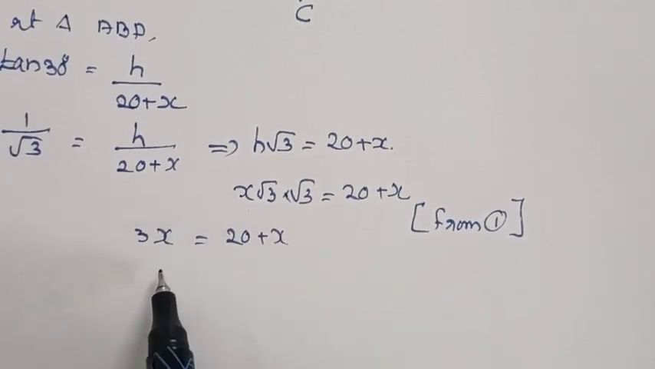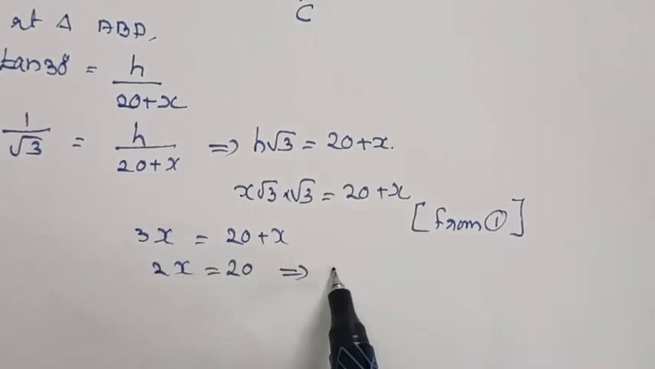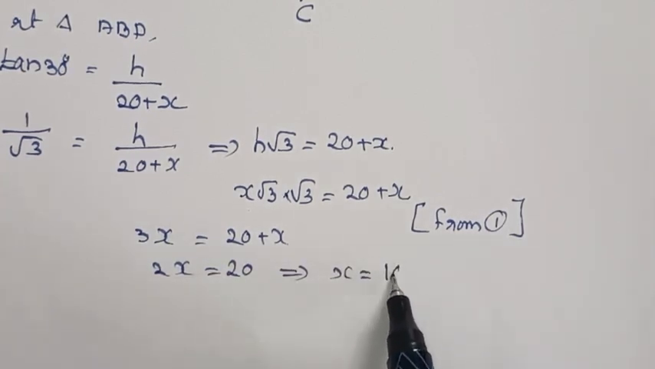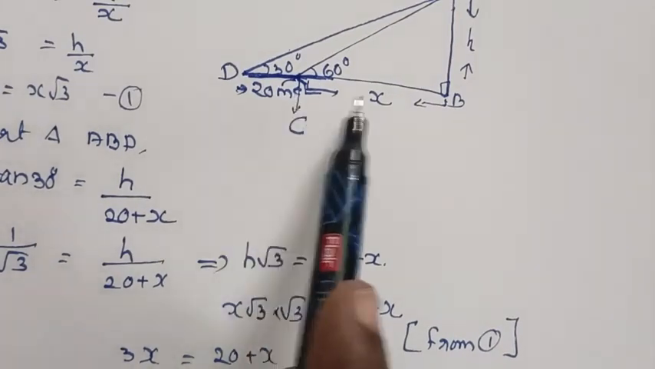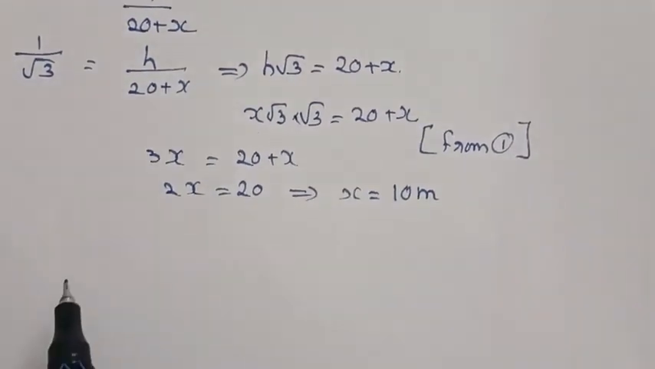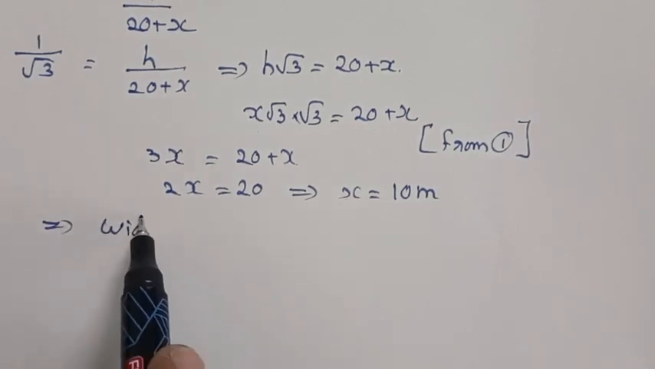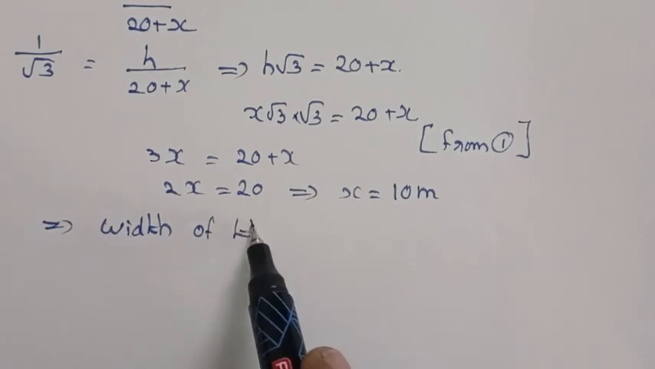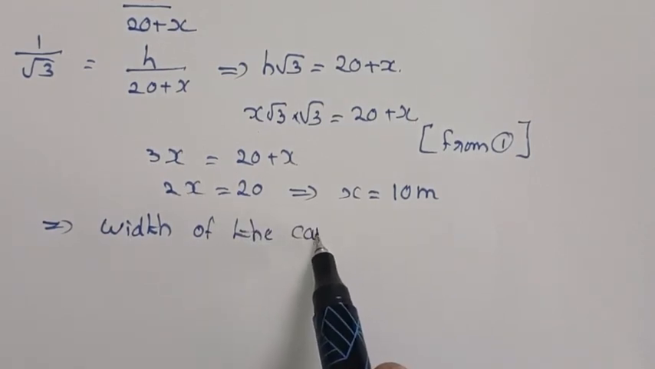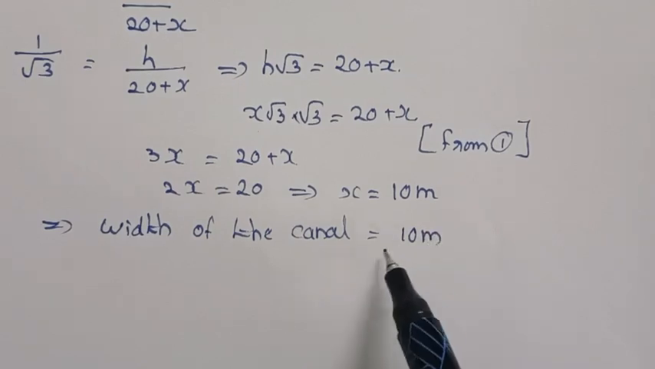From that, 3x minus x, that is 2x equal to 20, or we get x equal to 20 by 2, that is equal to 10 meters. X is the width of the canal, isn't it? That implies width of the canal equal to x, that is 10 meters.